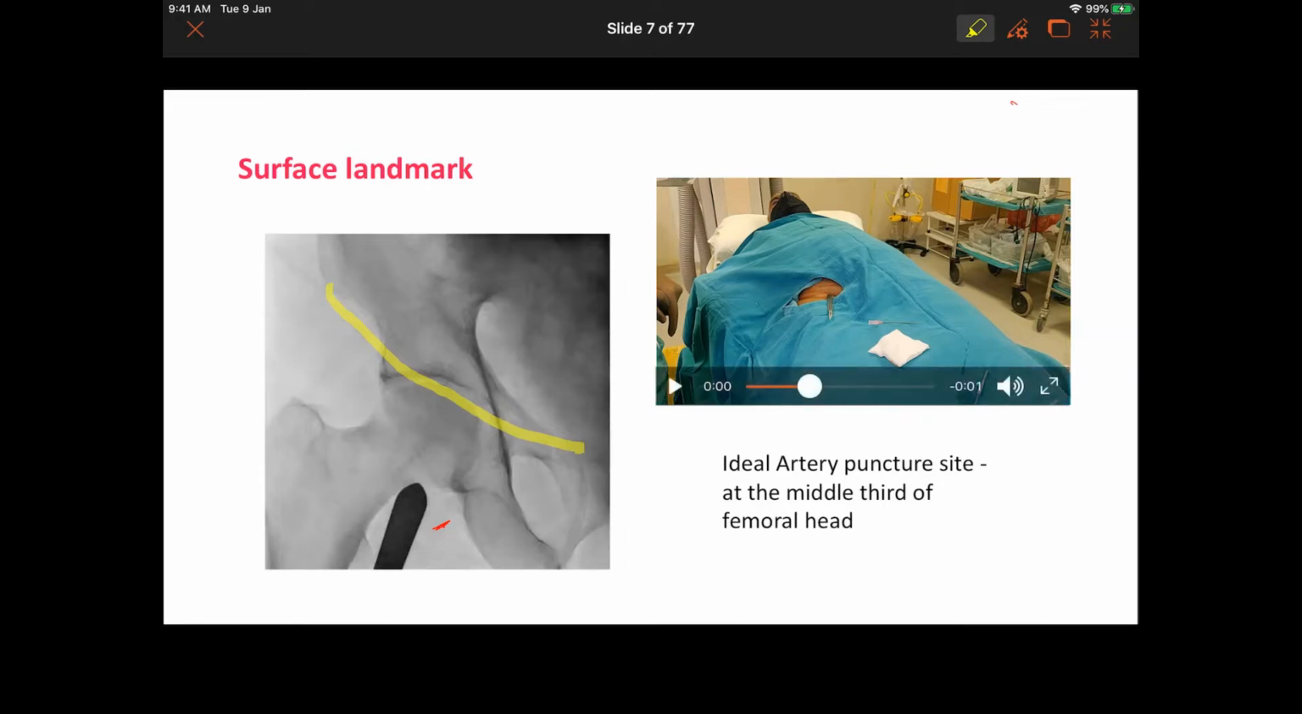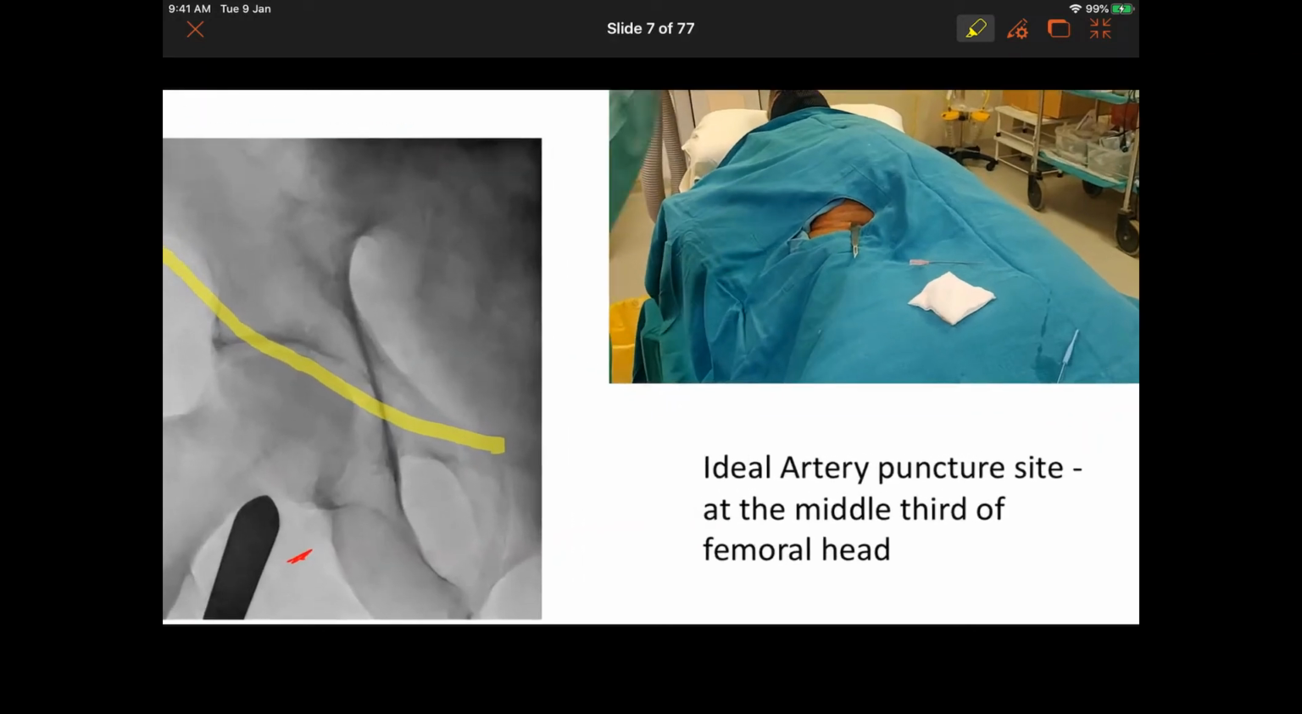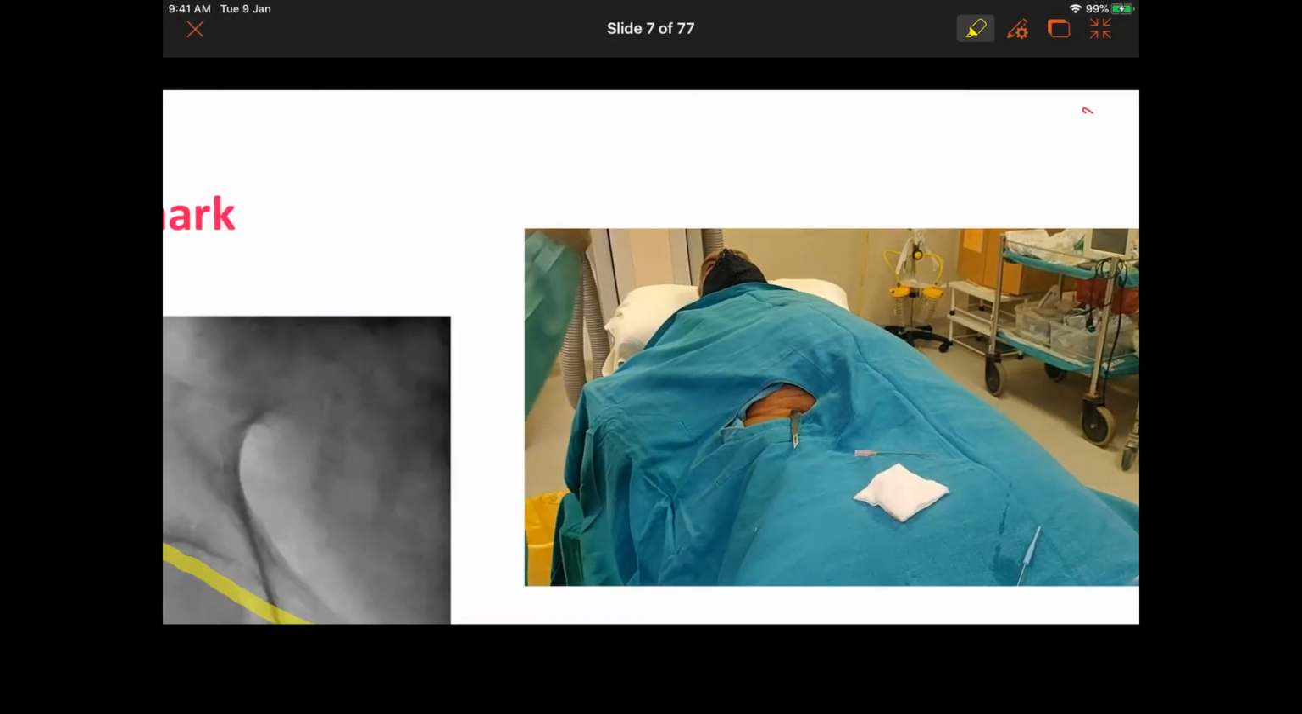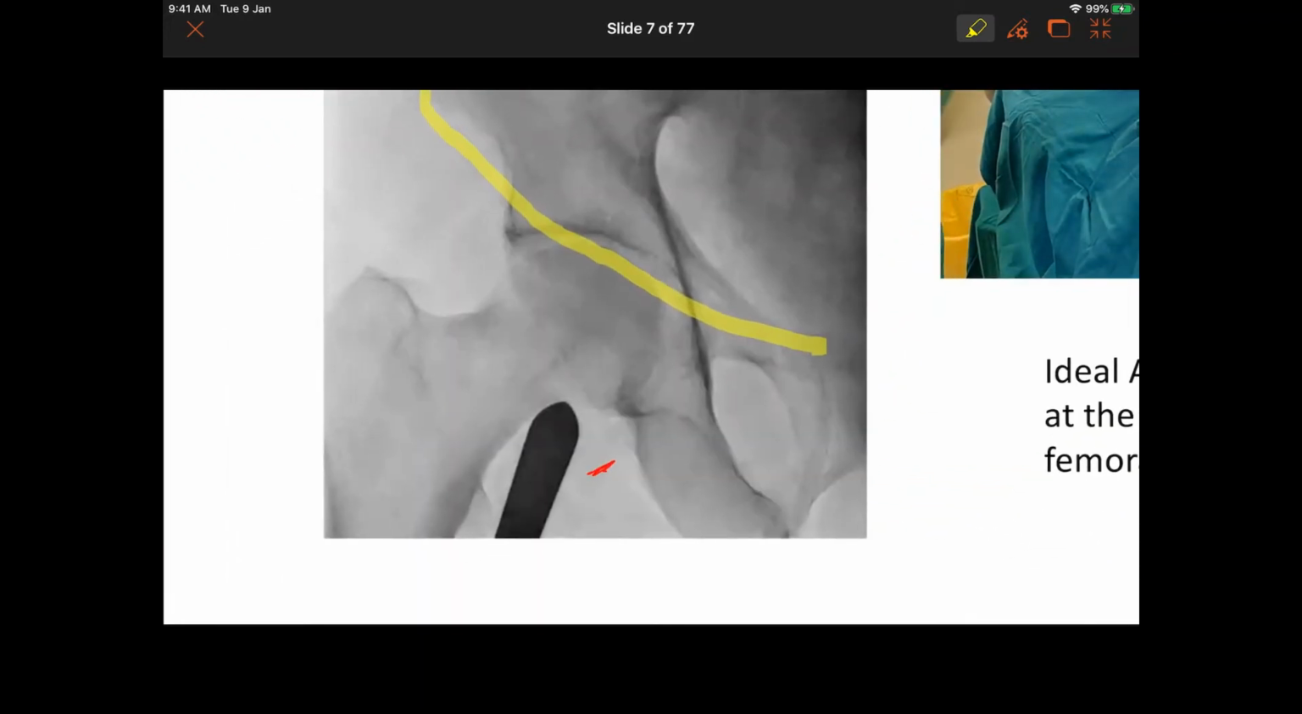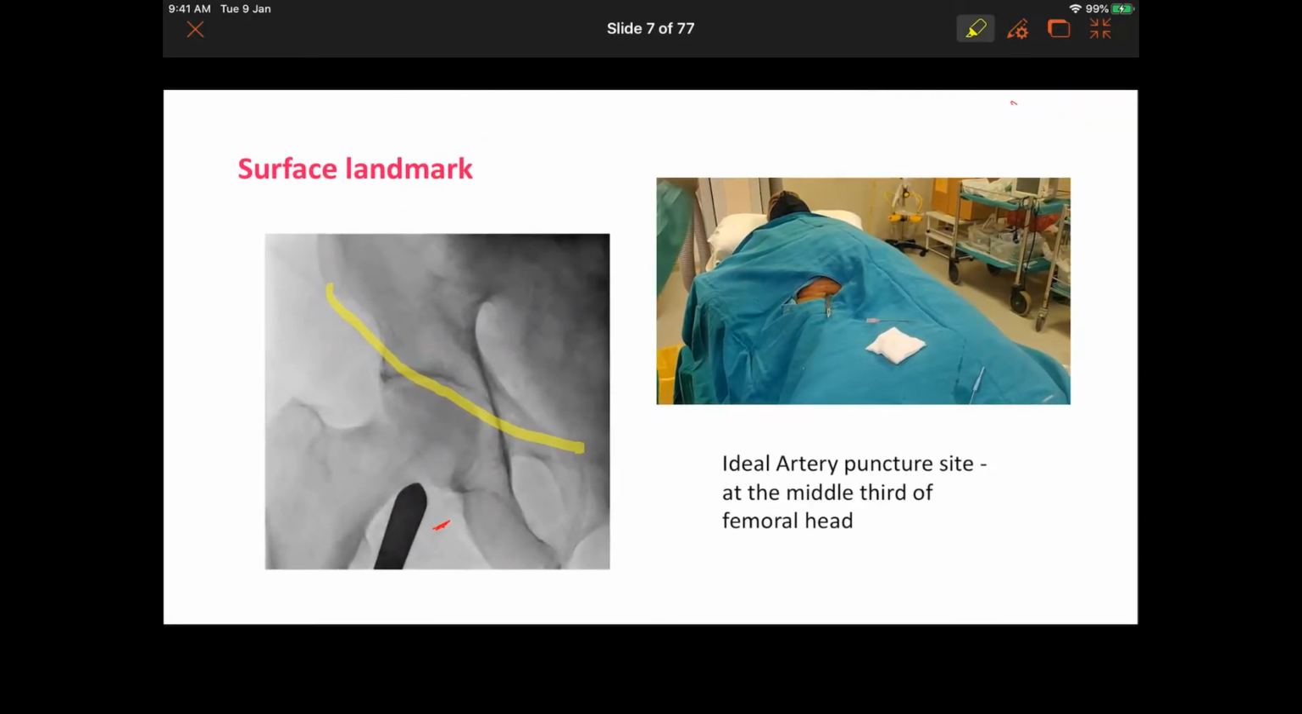So this is how we do it here. You can see that the back side of the scalpel has been placed over the skin, and the corresponding site is noted on the fluoroscopy. So when we are using this, our stent puncture will be at the site where the inferior border of the head is, as related by the fluoroscopy.